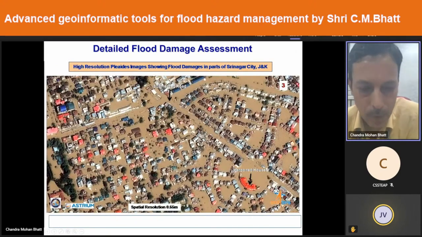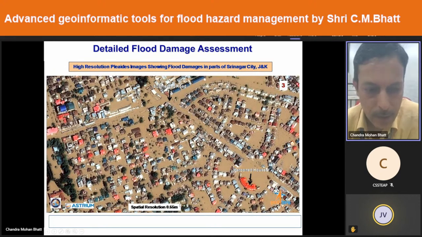This is an example from one of the high resolution satellite images, displayed at 0.65 meter. This is from WorldView. We are able to see each house. All the building footprints are very clear, and also the tree cover, the roads. All the structures are very clear.